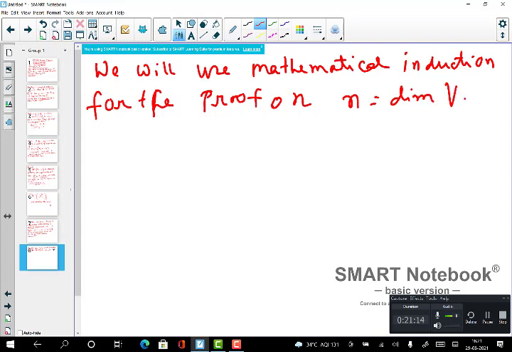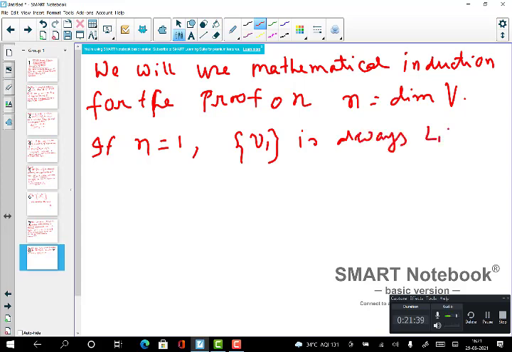Okay. So what happens if n equal to 1? Then you have a single vector, right? So the singleton v1 is always linearly independent, as v1 is not equal to 0, because v1 is an eigenvector, it cannot be 0. Okay, so for the case n equal to 1, our thing is done.